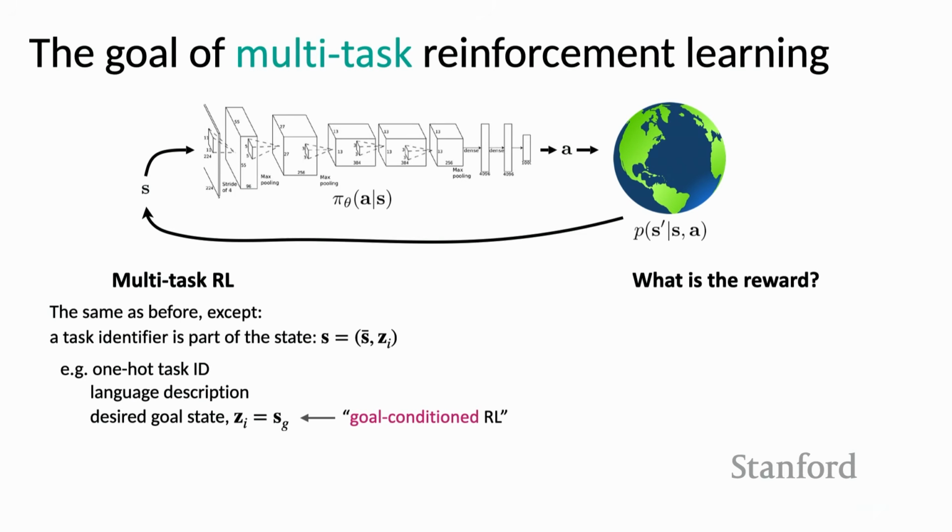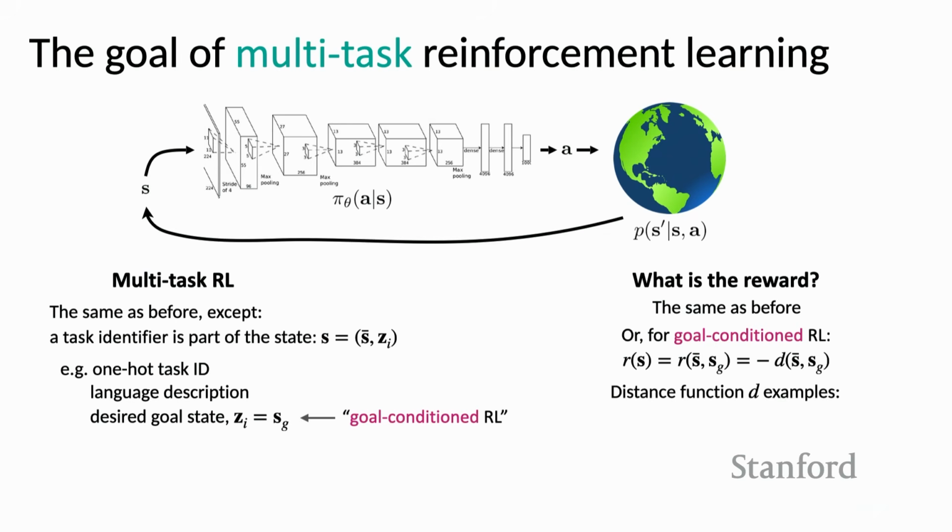Now, in terms of the reward, like we talked about on the board, it's basically going to be the same as before. In this special case of goal-conditioned reinforcement learning, where you're trying to reach a goal, oftentimes you'll think about the reward as some negative distance between the state that you're currently at and the goal state. And distance functions can be Euclidean, it could be a sparse zero or one, and so forth.